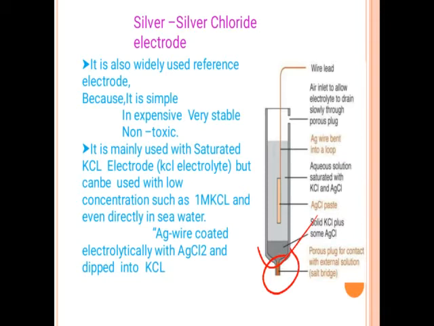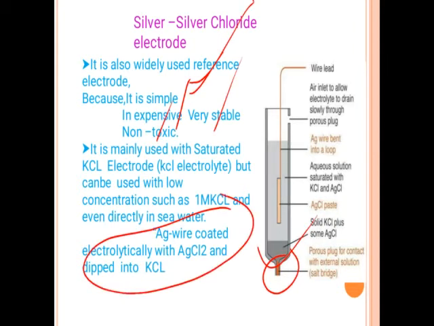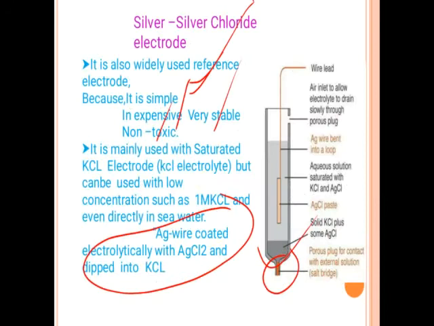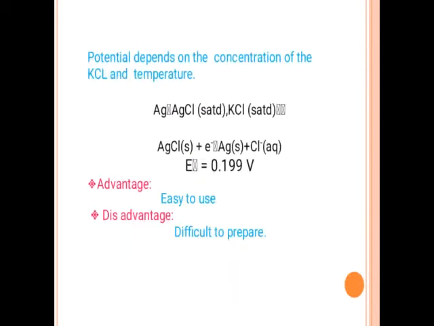This silver chloride electrode is widely used because it is simple, inexpensive, stable, as well as non-toxic. It consists of Ag wire, as we told. This red color wire is the Ag wire. This Ag wire is coated generally with AgCl and dipped into the KCl. So such type of construction of silver chloride electrode takes place.